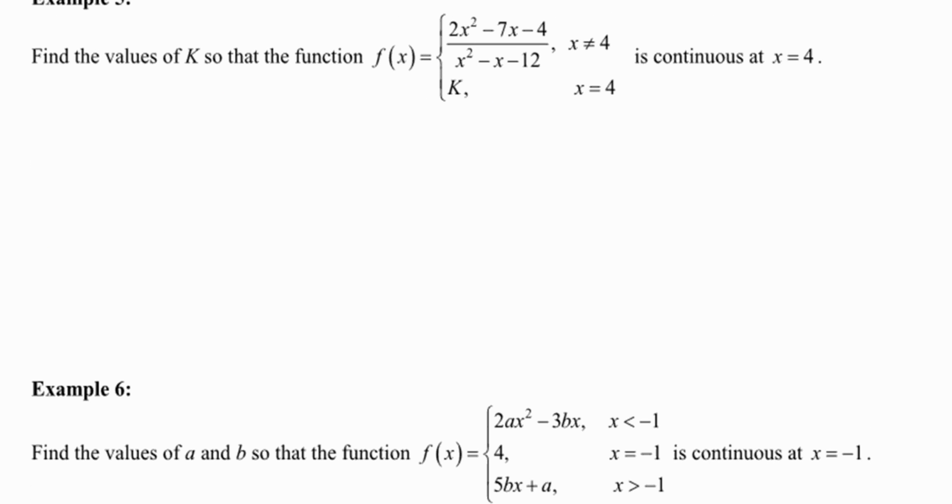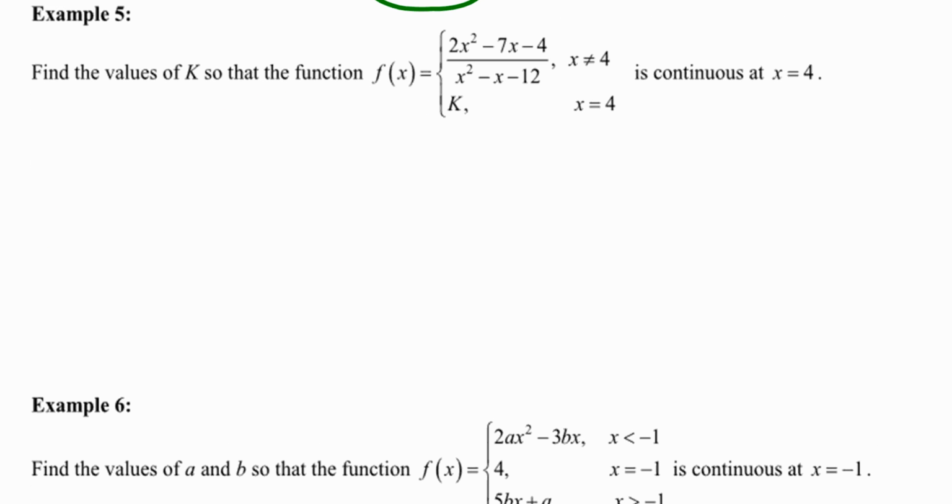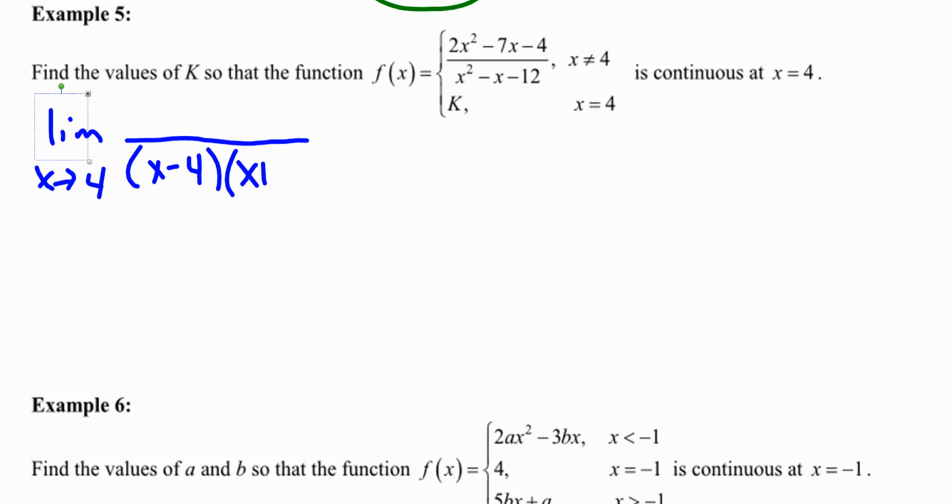Alright, I think we'll do probably one more example, example 5 here. Find the values of k so that the function is continuous. We need to figure out what's happening everywhere else. If we take the limit as x approaches 4 but doesn't equal it, we're talking about this big function. I'm going to factor it because I think it'll make it a little bit easier. I know this can be x minus 4 times x plus 3. My thoughts are one of those will be a factor, x minus 4 maybe, and then I would end up with 2x plus 1. I believe that works. Tell me if I'm wrong.